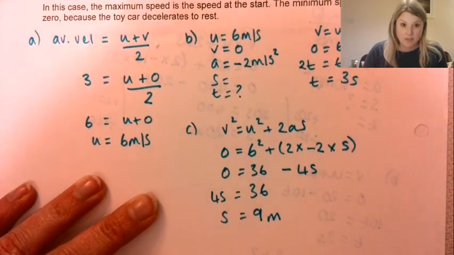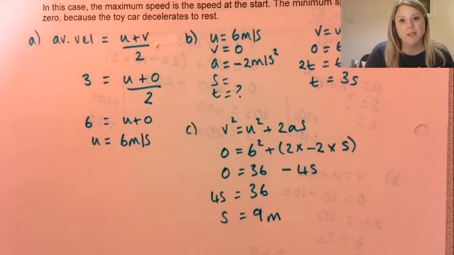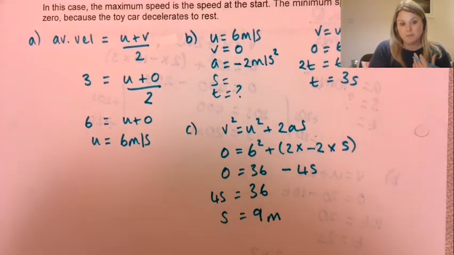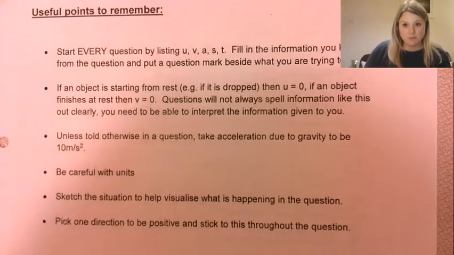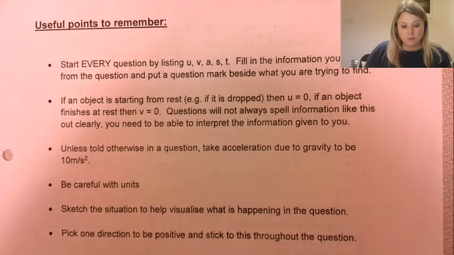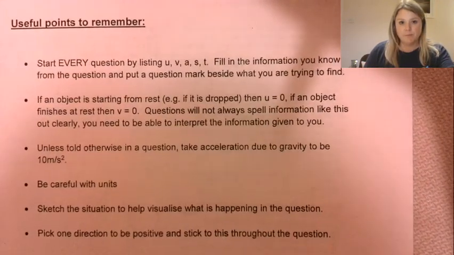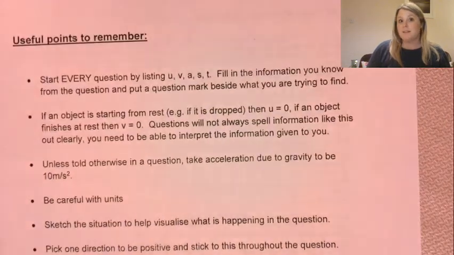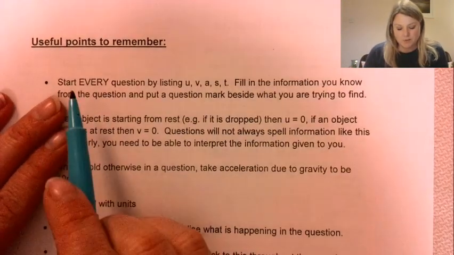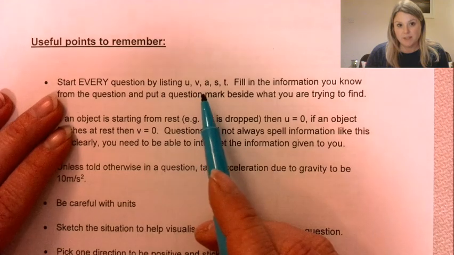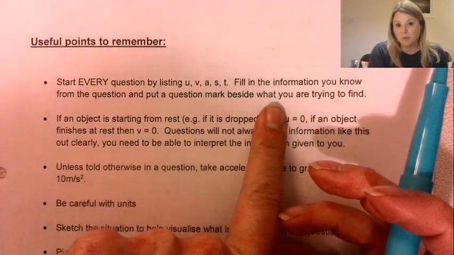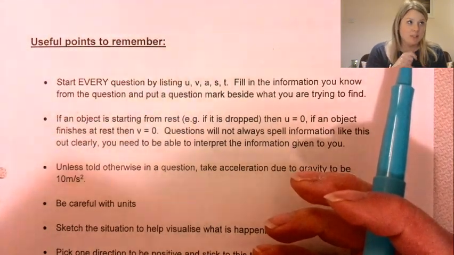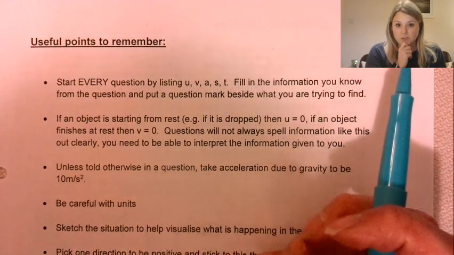Okay, so that is a wee bit of a step up from what we have been doing, but do take your time to look over those properly. One last thing I want to look at, and that is just on page 175, the useful points to remember here. So these are just tips to make these questions a little bit easier for you. If you start every question by listing u, v, a, s and t, fill in everything you know from the question, put a question mark beside what you're trying to find, I guarantee that makes it much easier to pick what equation it is you have to use.